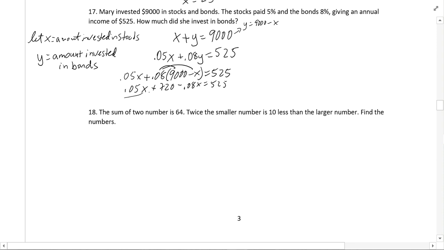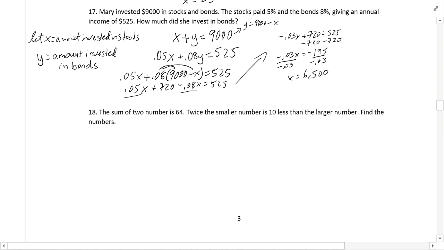Now I need to combine these like terms here, 0.05x and minus 0.08x. I'm going to do my work over here. So I get negative 0.03x plus 720 equals 525. I'm going to subtract 720 from both sides. So then I get negative 0.03x, and 525 minus 720 gives me negative 195. Then I'm going to divide each side by negative 0.03, and I get x equals 6,500.